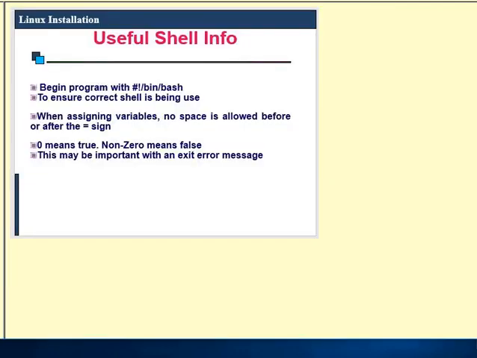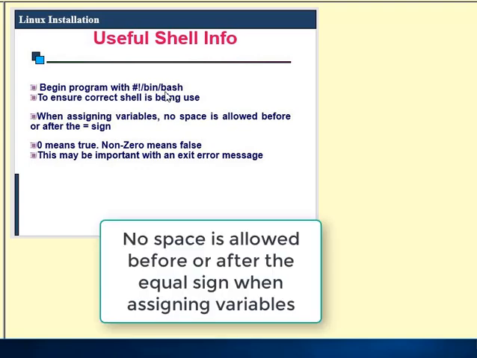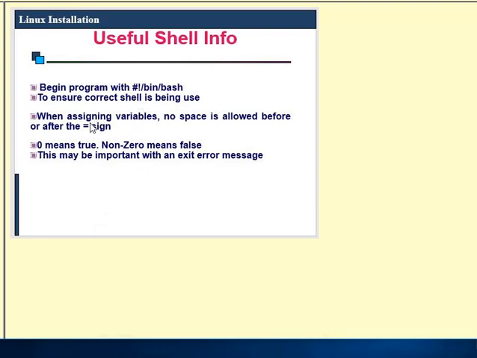When we get around to writing programs, we're going to begin the programs with a hashtag and then an exclamation point. That together is called a shebang, /bin/bash, just to make sure that we're using the correct shell, because that is our default shell, but in case other times you might be on a system that doesn't have that. When assigning variables, no space is allowed before or after the equal sign. Also, zero means true, non-zero means false. Someday when we're exiting programs, that may come in handy to just try to remember that.